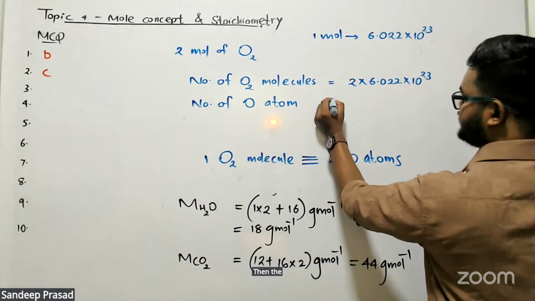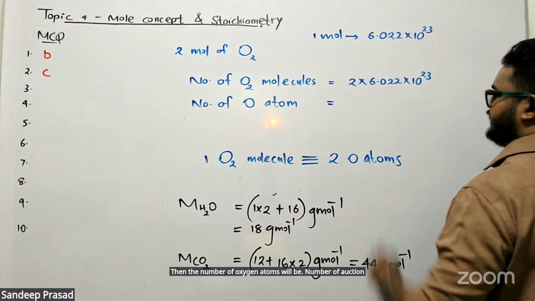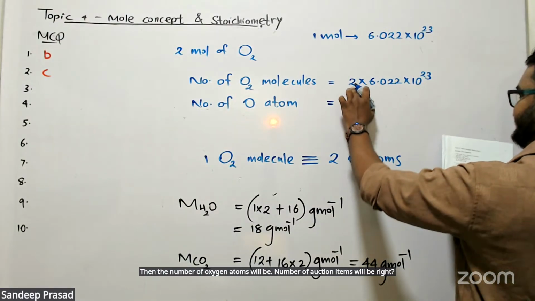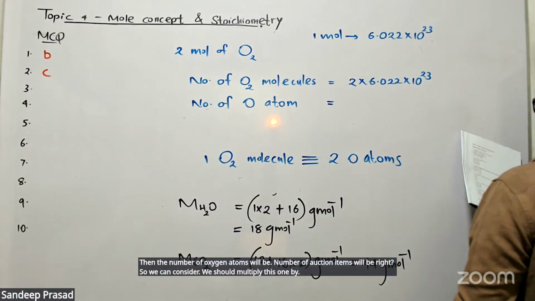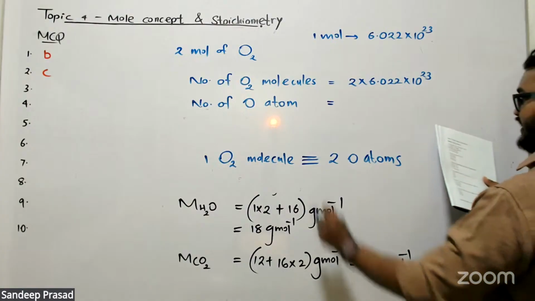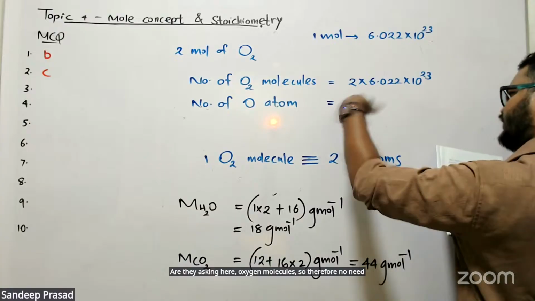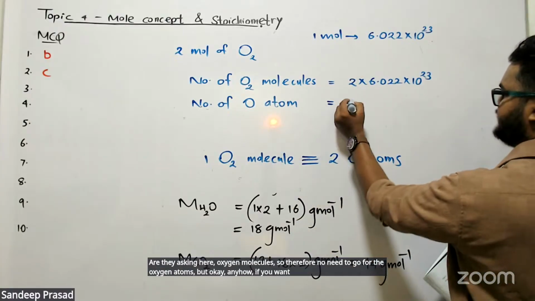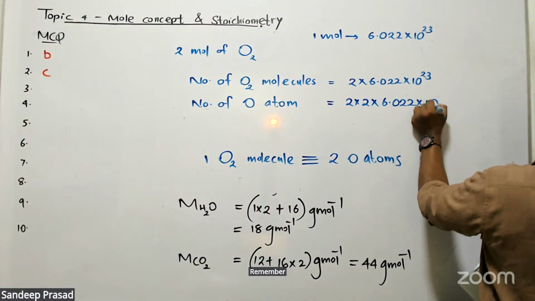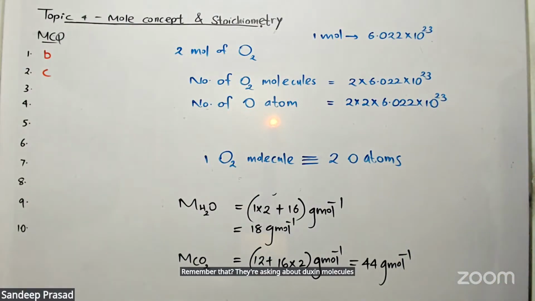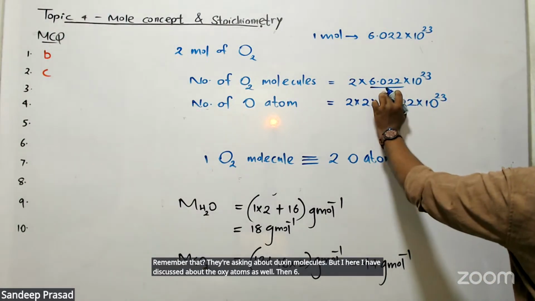Then the number of oxygen atoms will be, right? So we should multiply this one by 2. But they're asking here about oxygen molecules, so there is no need to go for the oxygen atoms. Anyhow, if you want to take the oxygen atoms, again you have to multiply this one by 2, right? Remember that they're asking about the oxygen molecules, but here I have discussed the oxygen atoms as well. Then 6.022 multiplied by 2, then what is the answer?